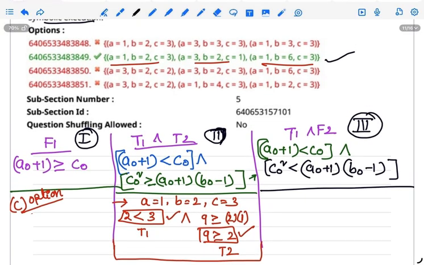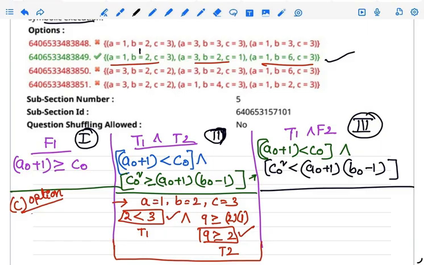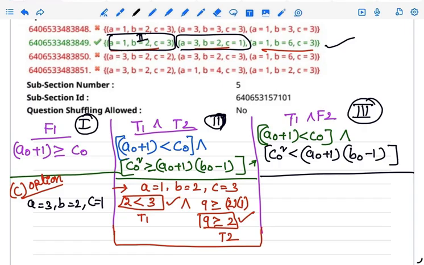Second symbolic instance. So next option is this one, right? So this is completed. Next we will select this one, that is A equal to 3, B equal to 2. It is time consuming, friends. You can check for all the four options. A0 plus 1, that is 3 plus 1, 4, greater than or equal to 1, right? This is satisfied. So F1 condition is satisfied. So instance 1 is satisfied.